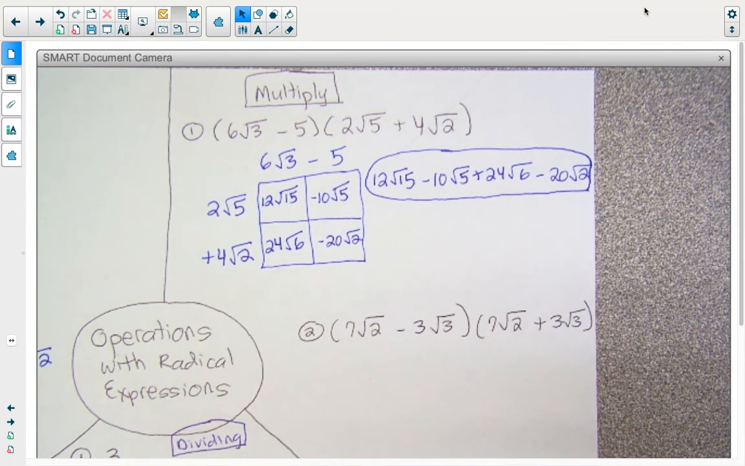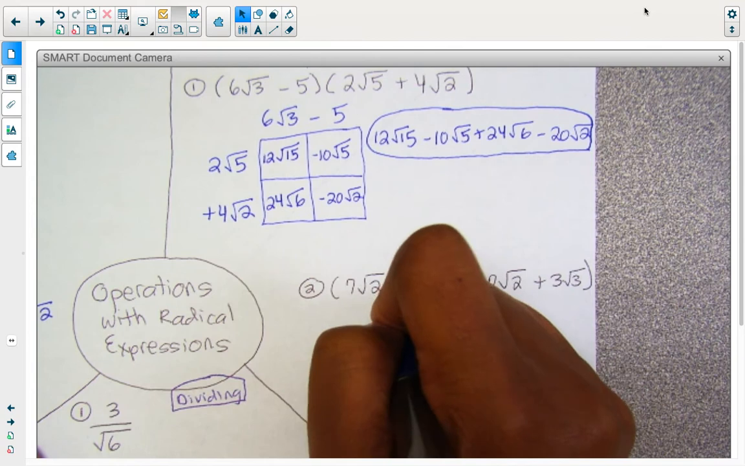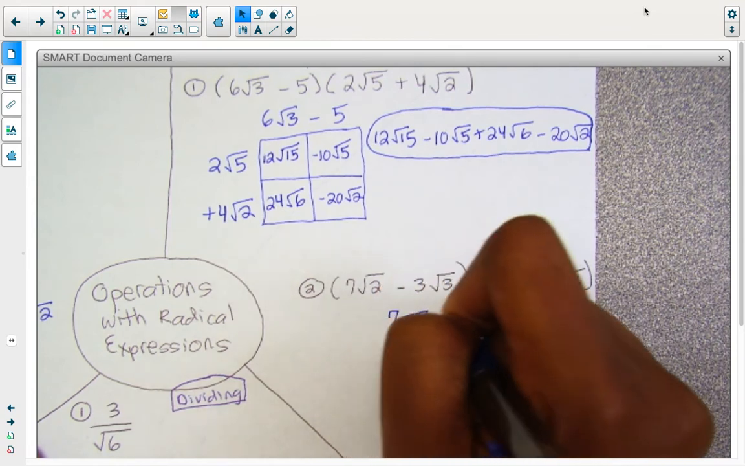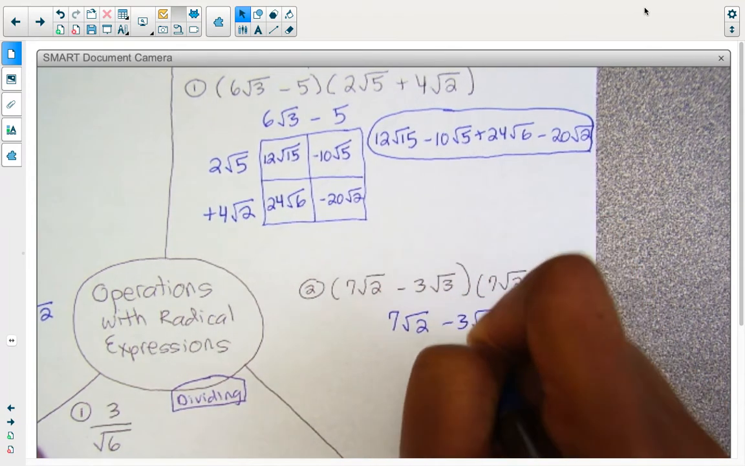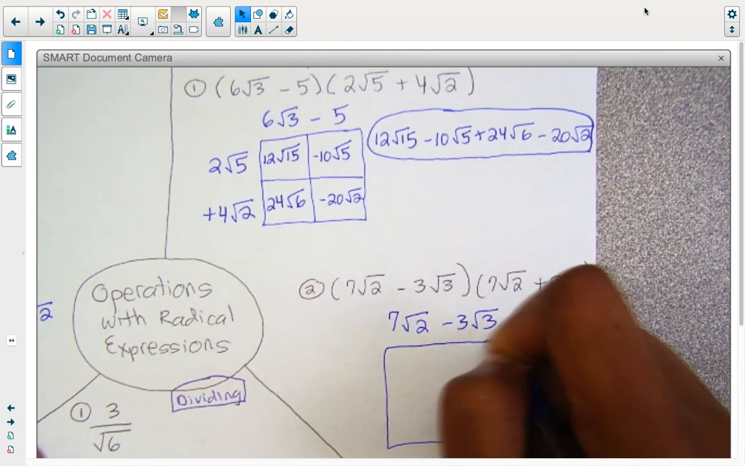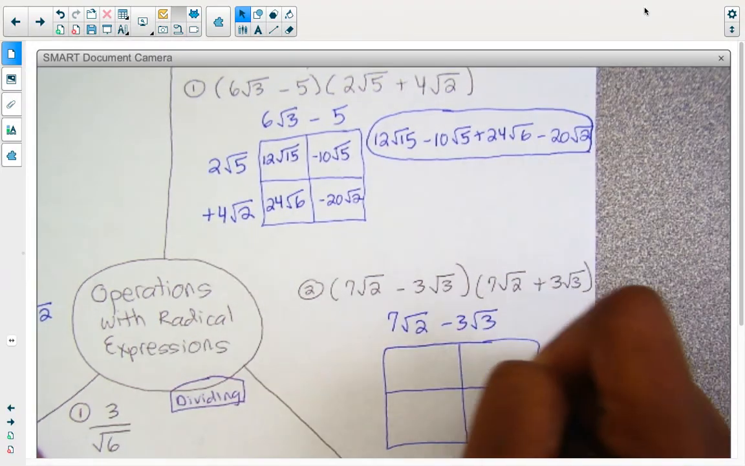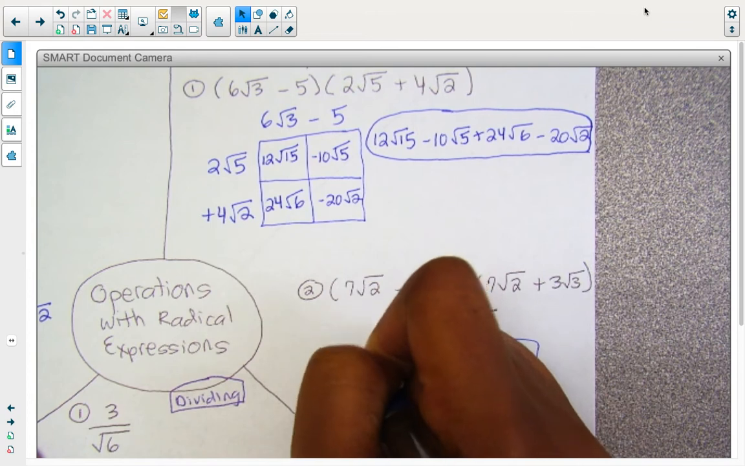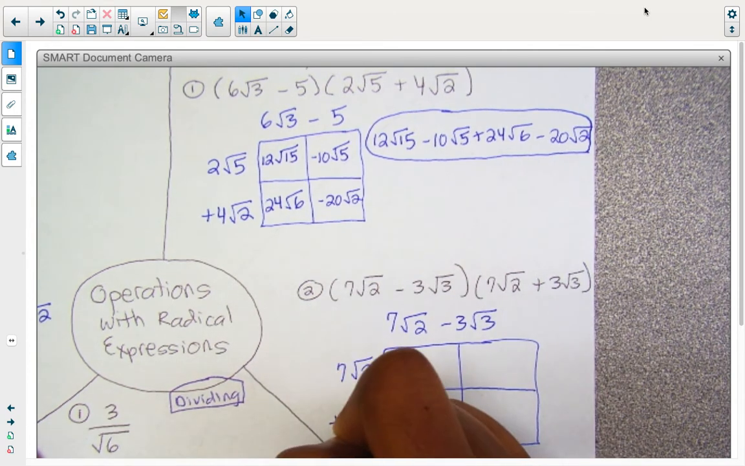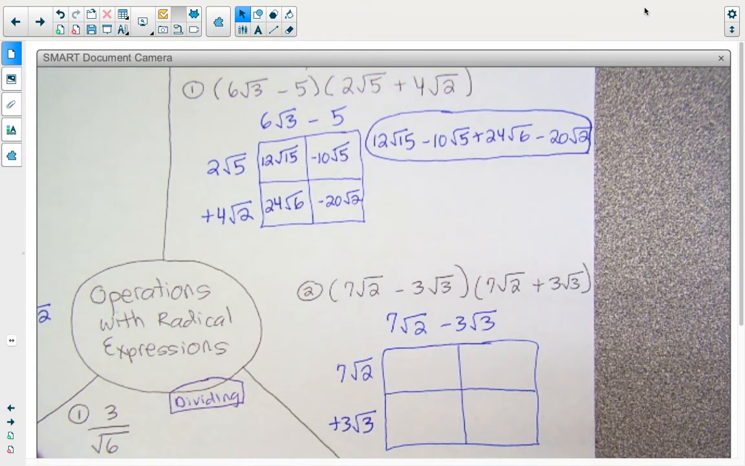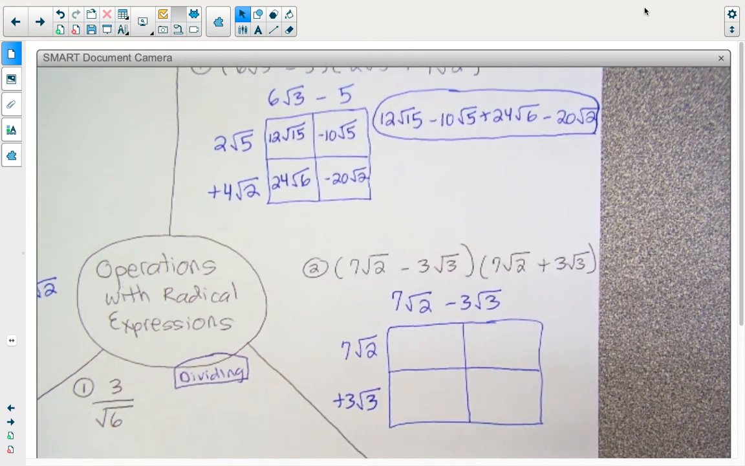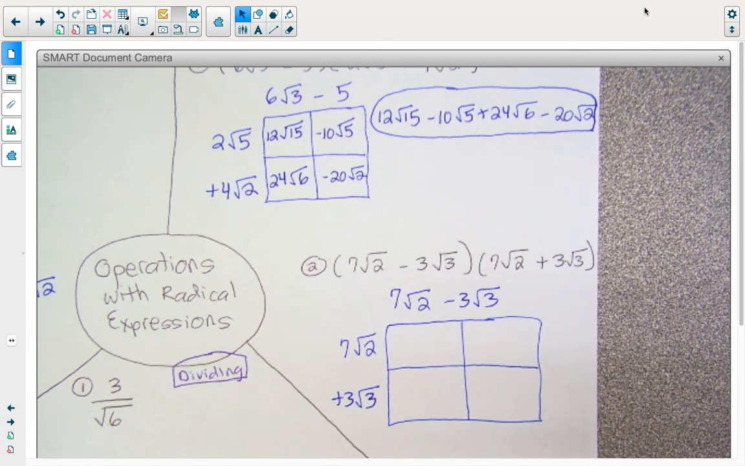All right, let's do another box method. Same thing again. We're going to set up our boxes. So 7 square roots of 2 is going to go on top. And on the side, we have 7 square roots of 2 plus 3 square roots of 3. So I just went ahead and set up our box, and now we're going to go through and multiply.